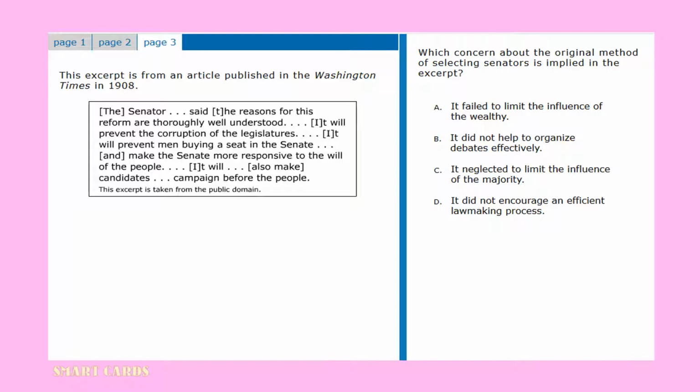This excerpt is from an article published in the Washington Times in 1908. Which concern about the original method of selecting senators is implied in the excerpt? According to the senator, the new proposed method for electing senators to the Senate will prevent men from buying a seat in the Senate. This implies that the original method failed to prevent men from buying a seat in the Senate. This would give us answer option A.